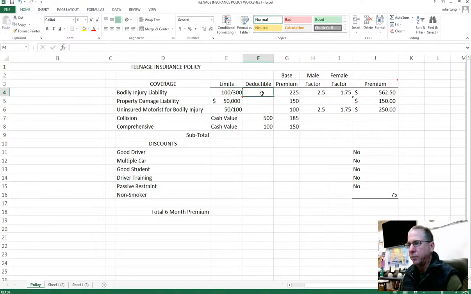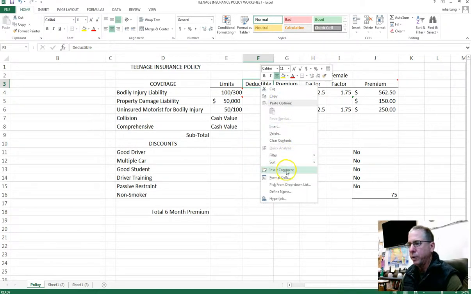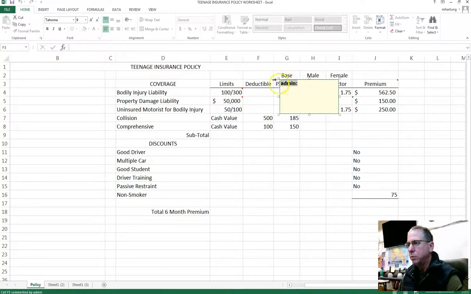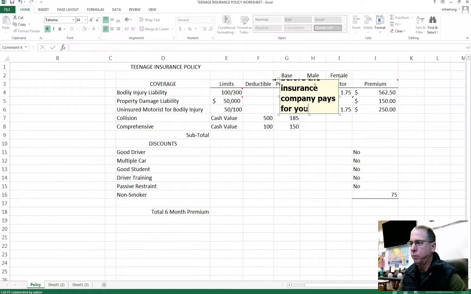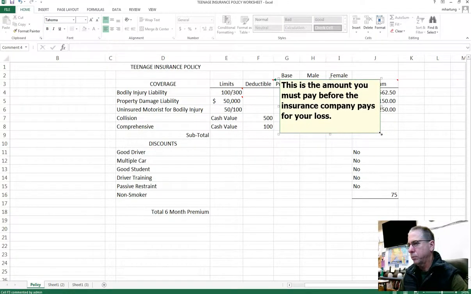And our next column, let's talk about deductible. I'm going to go ahead and insert a comment here. Now, deductible: this is the amount you must pay before the insurance company pays for your loss. Make that a little larger. Make sure I got my spelling right there. Okay, so that's deductible. You have to pay that before the insurance company will pay.